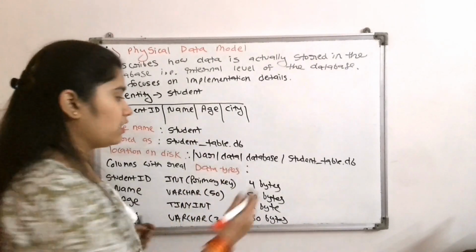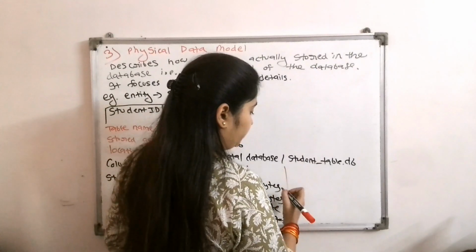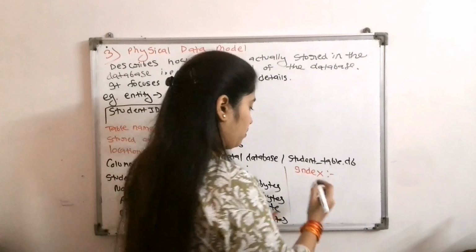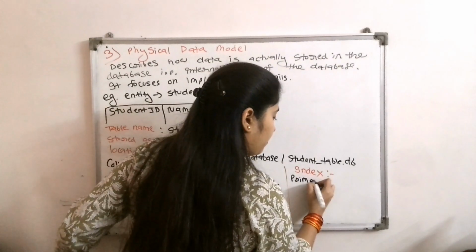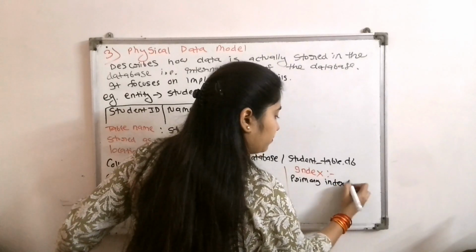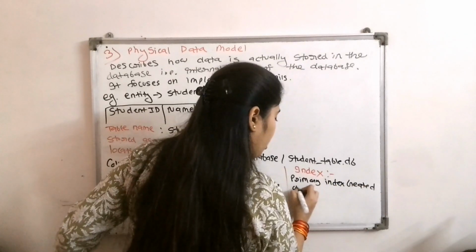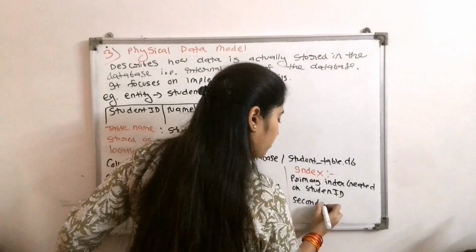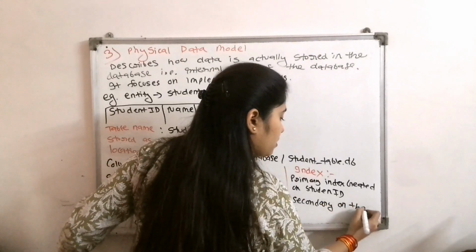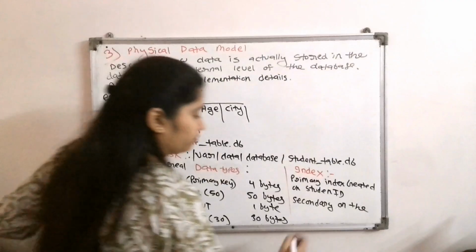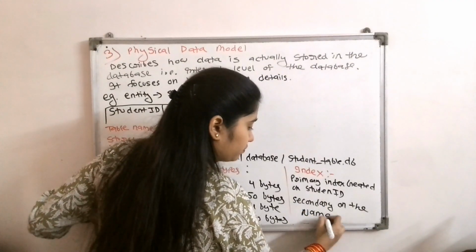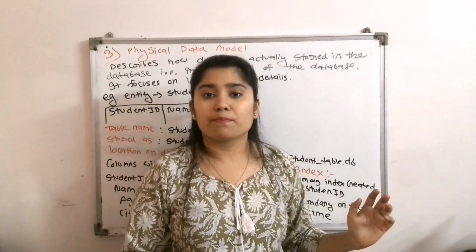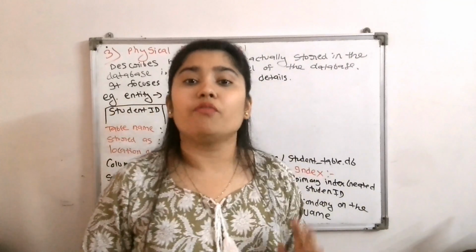Let's take more storage details, like of indexes. Suppose the primary index is created on student ID and secondary on, suppose, name. Suppose this is the index details. Now what is an index or what is indexing? Indexing improves the speed of searching or retrieving of data.